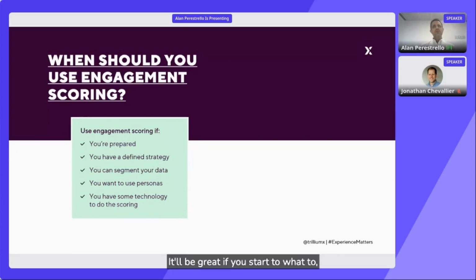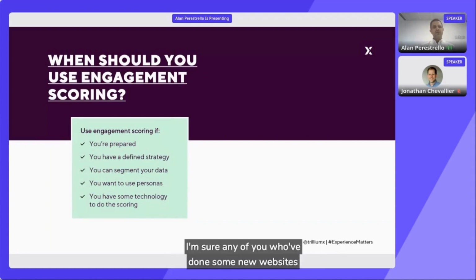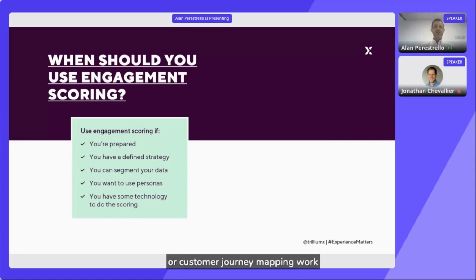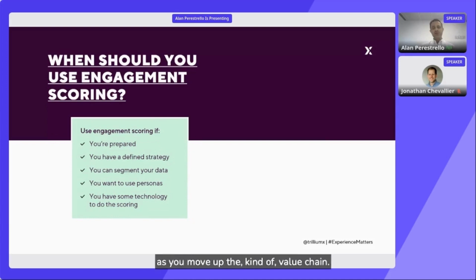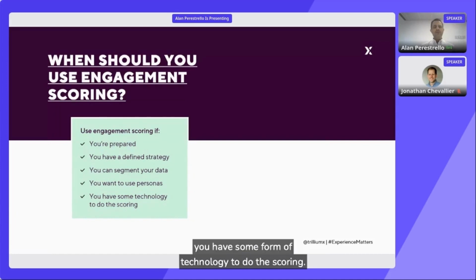It'll be great if you start to move your engagement scoring to integrate with your personas. I'm sure any of you who've done some new websites or customer journey mapping work will have recognized the value of personas. And so it'd be great if you could start integrating your personas into your engagement scoring. It's not essential, but it does demonstrate the best value as you move up the value chain. And you have some form of technology to do the scoring.